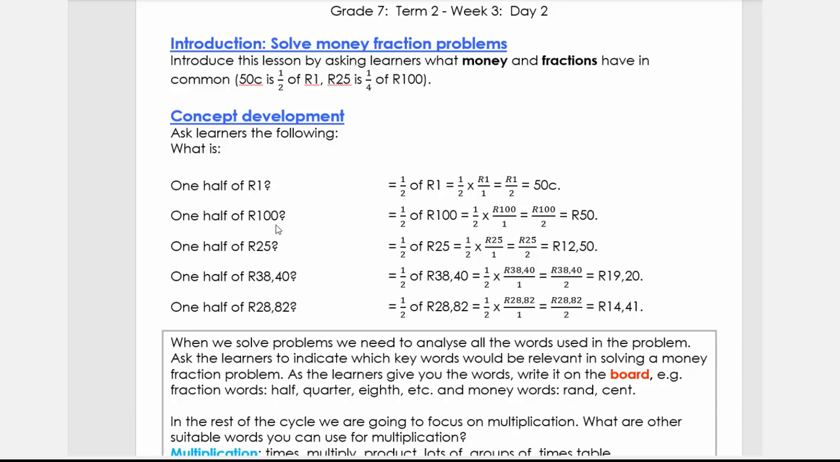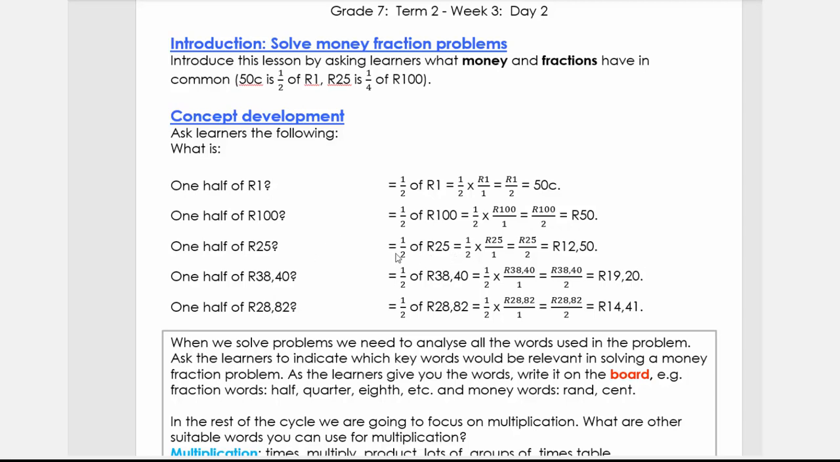So 1/2 of 100. We've got 1/2 of 100 equals 1/2 times 100. We want to change the 100 into a fraction. So we're going to say 100 divided by 1. And then we're going to multiply the top numbers and then the bottom numbers. So we've got 100 divided by 2, and that gives us 50 rand.